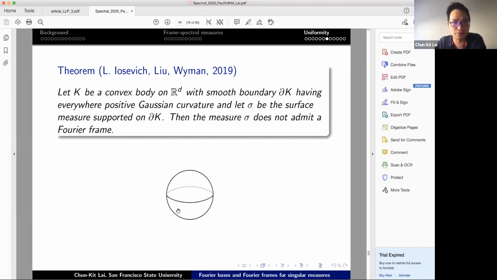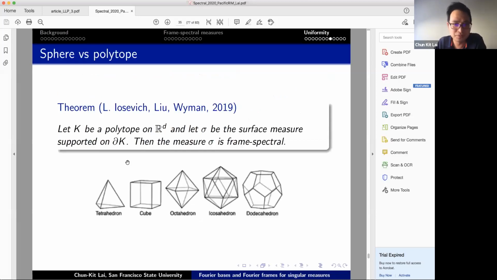In contrast to this positive curvature, we also consider polytopes. I consider surface measure on all the polytopes, and we find that all of them have a Fourier frame. So that means curvature is kind of an enemy to the Fourier frame. That was another result that we recently produced.